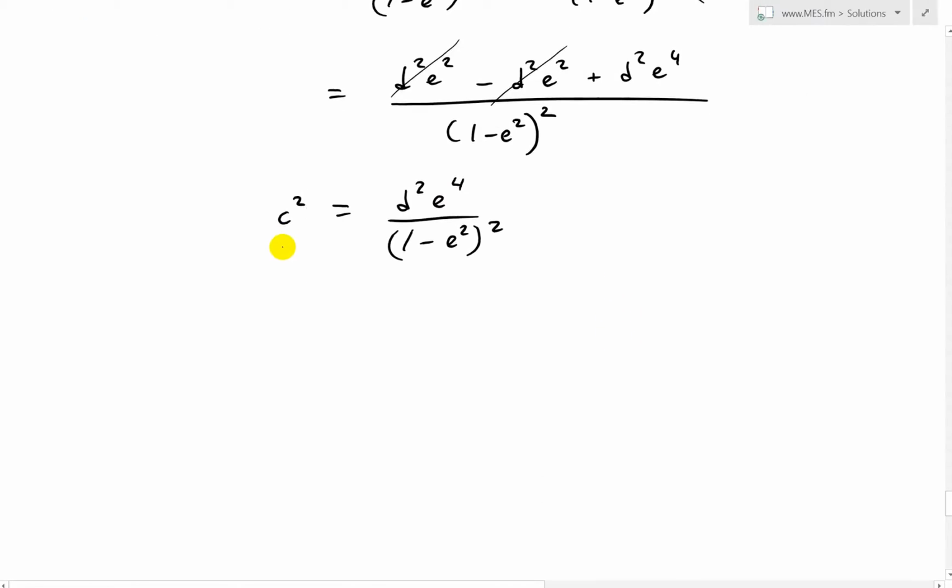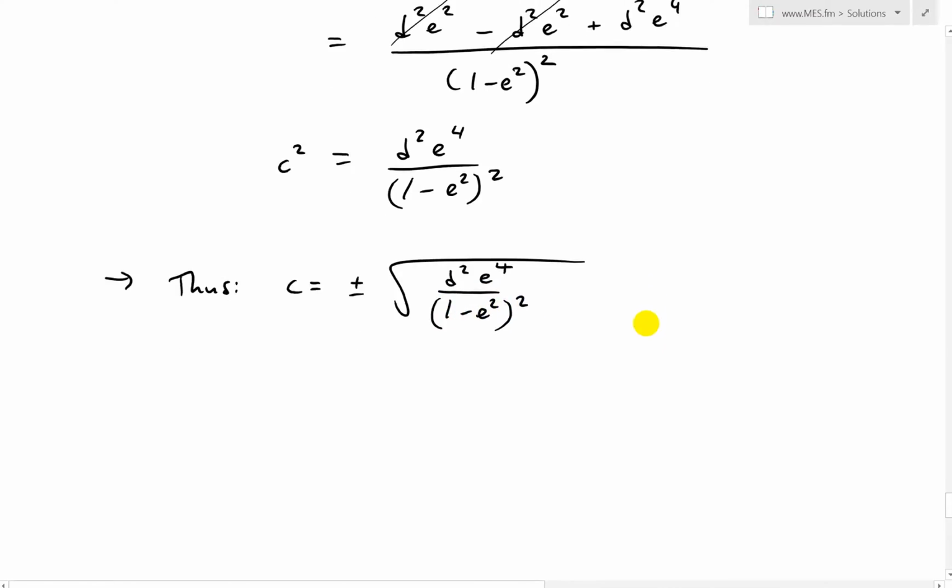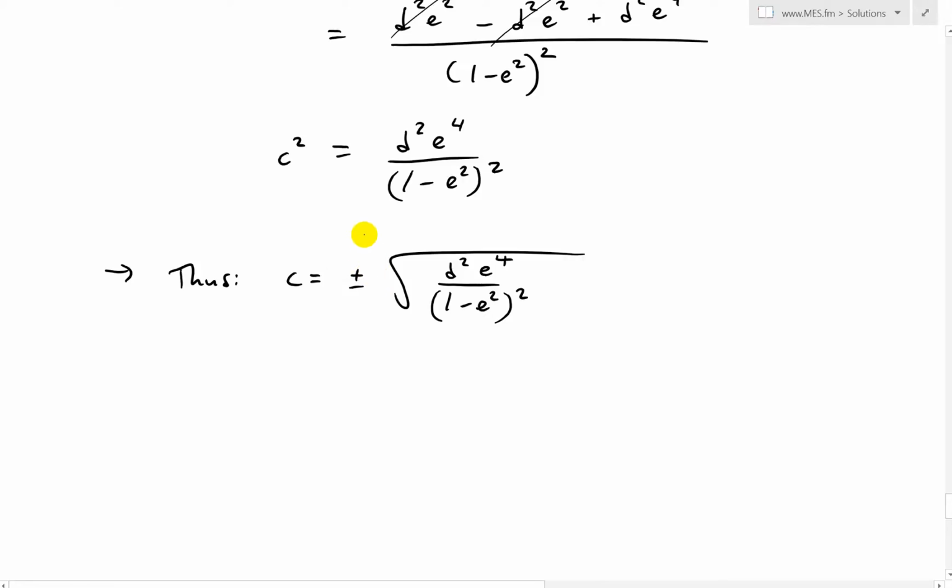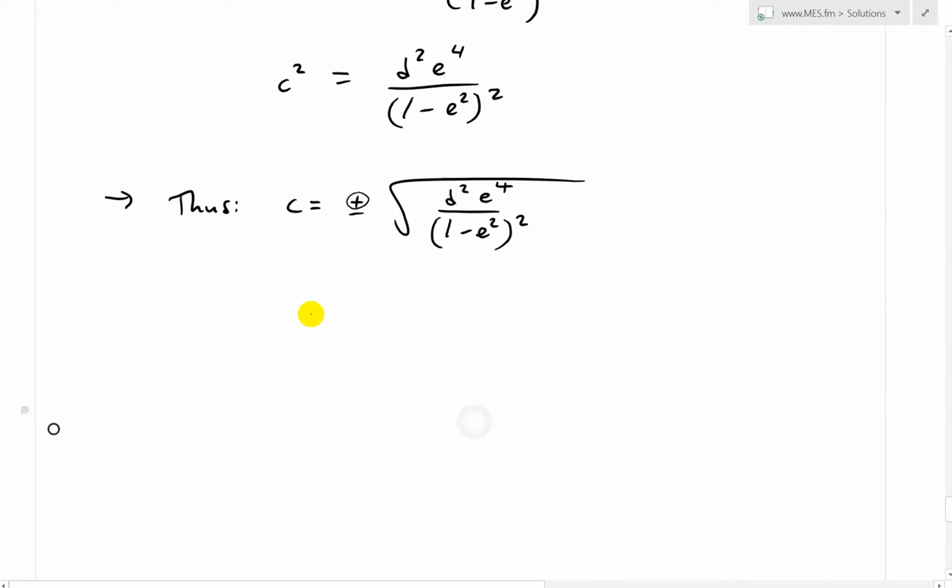So now what we'll do is take the square root of both sides, so c is equal to plus or minus the square root of d squared e to the 4 over (1 minus e squared) squared. But we want c as positive, by convention, always picking the positive. So c equals, that d squared is going to cancel to d, and then we have e squared, and this 2 goes away, over 1 minus e squared, like that. So this is what we have.